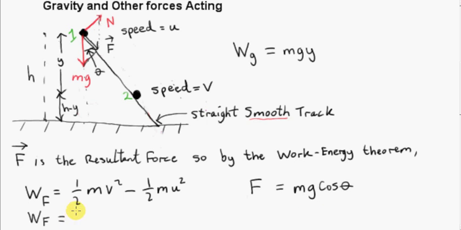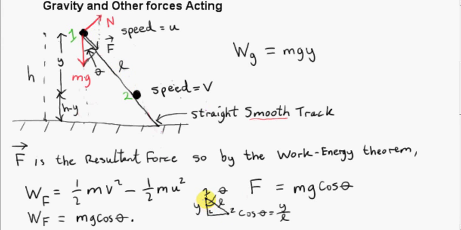So how do we get the work done by a constant force? Well, we get the component of the force in the direction of motion. Well, that's just the force itself, mg cos theta. Okay, and we just multiply it by the distance that the particle moves through. So we want the distance along the track from point 1 to point 2. So let's show the picture down here. This is point 1 and this is point 2. And let's suppose that the distance that the particle moves through is L.